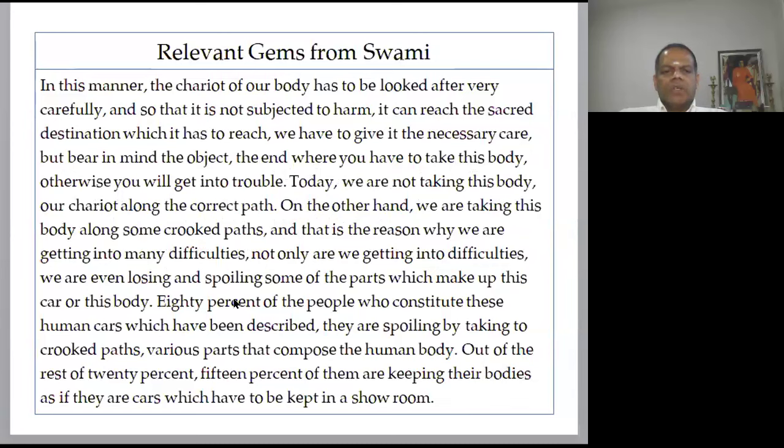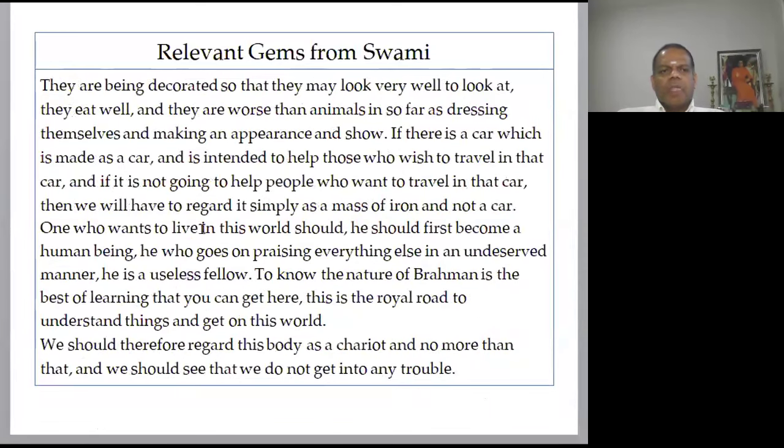Not only are we getting into difficulties, we are even losing and spoiling some of the parts which make up this car or this body. 80% of the people who constitute these human cars, which have been described, are spoiling various parts that compose the human body by taking to crooked paths. Out of the rest of 20%, 15% of them are keeping their bodies as if they are cars which have to be kept in a showroom. They are being decorated so that they may look very well to look at. They eat well, and they are worse than animals in so far as dressing themselves and making an appearance and show.